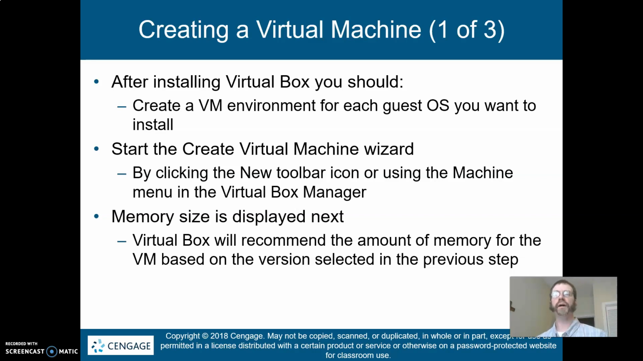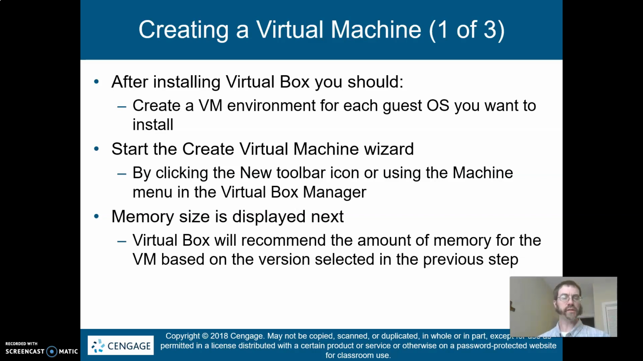You can do this by using the Create Virtual Machine wizard. It'll walk you through a lot of the really easy steps. Click the new toolbar icon on the machine menu in the VirtualBox Manager. Choose New, and it will spin the process up. It'll have you decide how much RAM you want. It will recommend the kind of RAM.